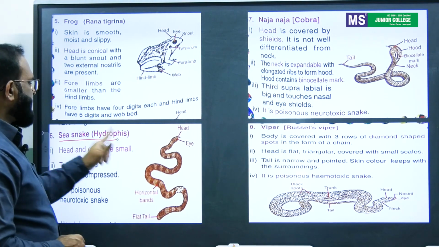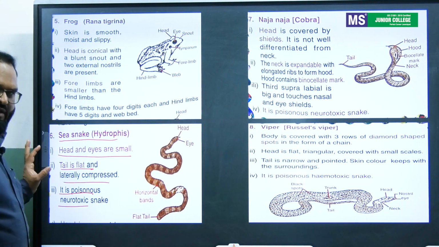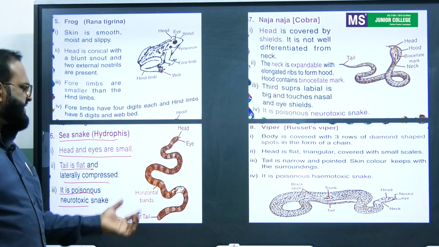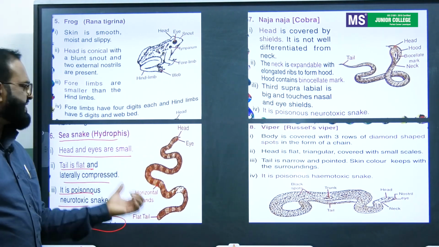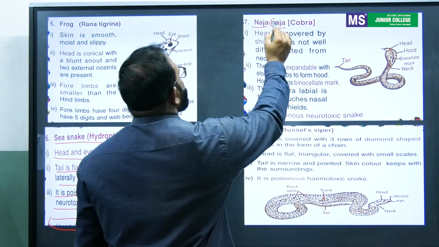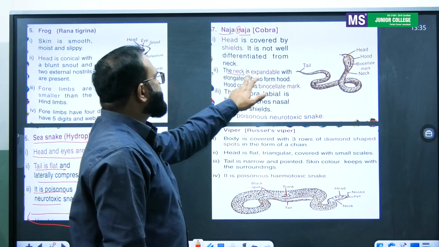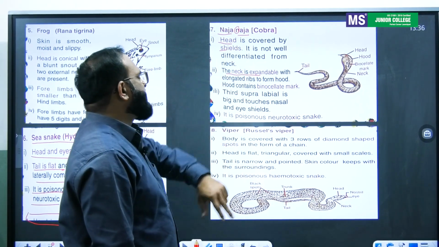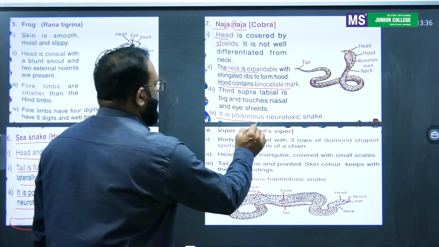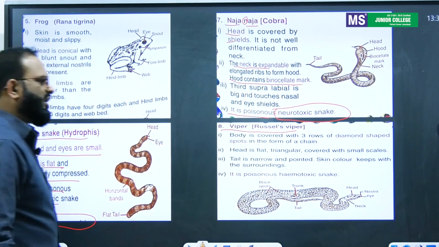Sea snake, Hydrophis. I have provided you very simple 3 to 4 points, and at the end you have to write by observing the above features it is identified as Hydrophis. Naja. While writing this Naja, the species name should be written in small letter. Right. Here neck is expandable, head is covered by shields, hood contains binocellate mark. It is poisonous and poison is neurotoxic. Russell's viper or Vipera russelli.